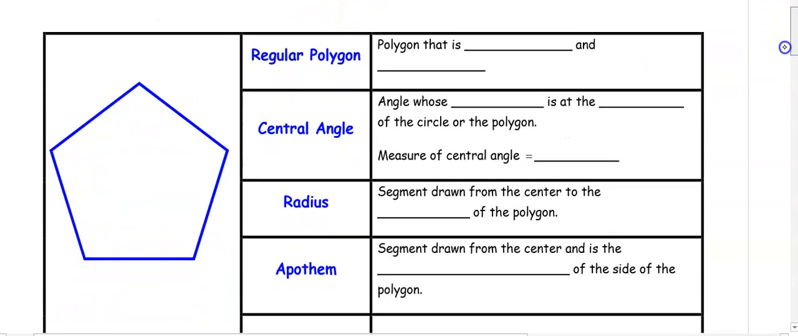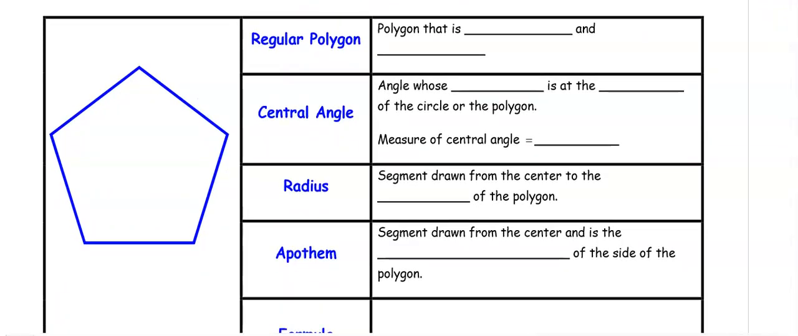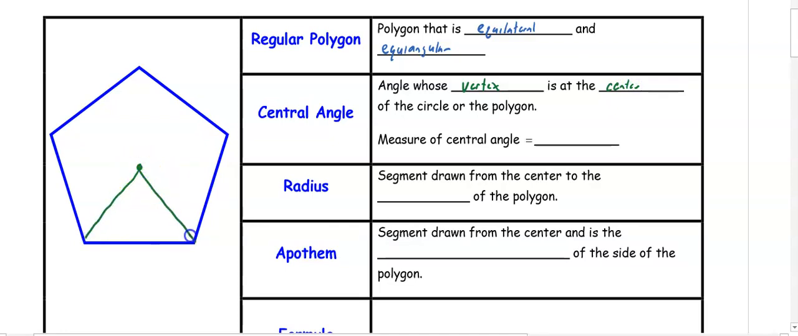The other part of our video is about polygons. So a regular polygon is a polygon that is equilateral and equiangular. So that means it's going to have equal angles and equal sides. The central angle is an angle whose vertex is at the center of a circle or a polygon. So here, if we draw these lines in, this would be our central angle.